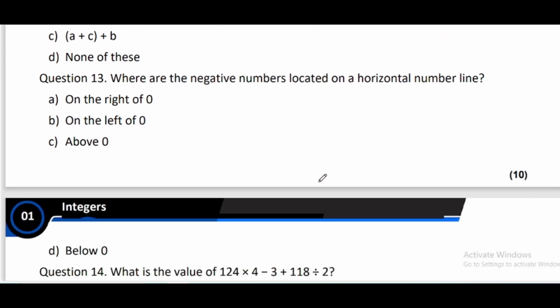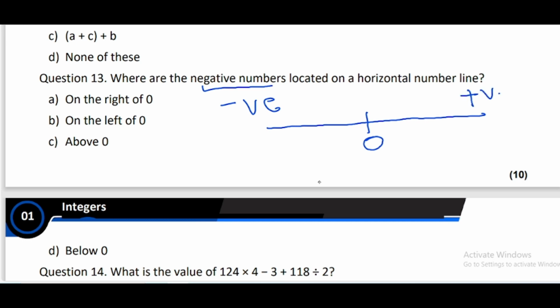Let's see question number 13. Where are the negative numbers located on a horizontal number line? A horizontal number line is this. The center is 0, and if we move to the left side of the zero, those are the negative integers, and if we move to the right side of the zero, those are the positive integers.